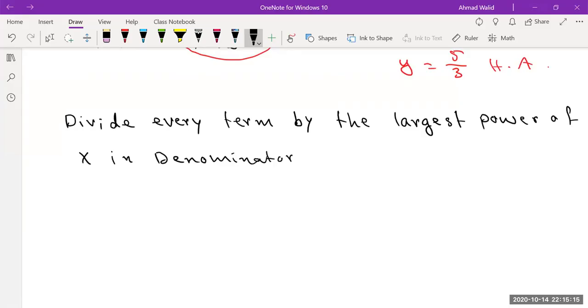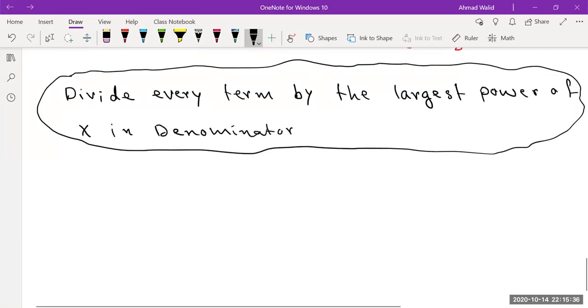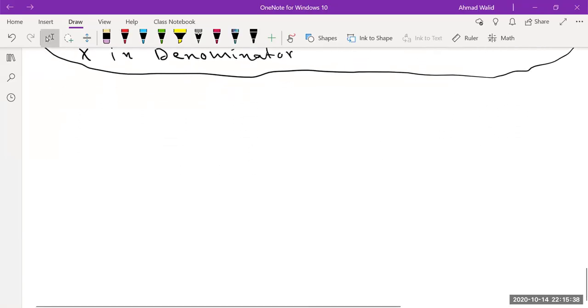This is your method. Which kind of problem do they give you? One of the methods to deal with a limit at infinity: you divide your numerator and denominator by the highest degree, or highest power, of the denominator, and you simplify your limit. Correct?